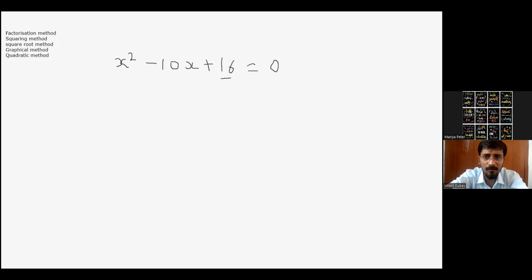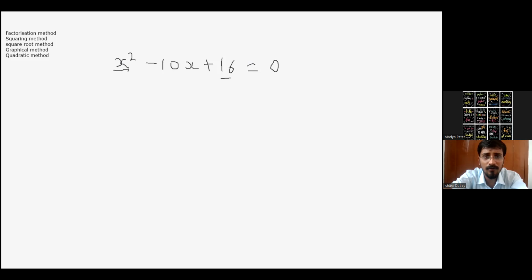And you have to look at the coefficient of the variable having the highest degree. So here x square, and this is the 16. These two terms you have to look at when solving by the factorization method: the coefficient of x square and the constant term, 16.